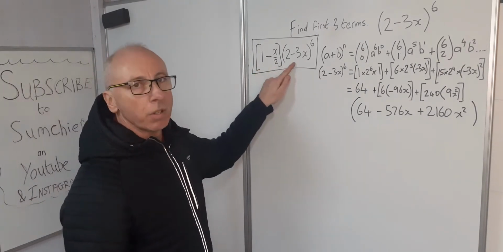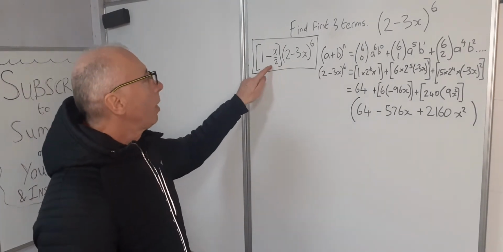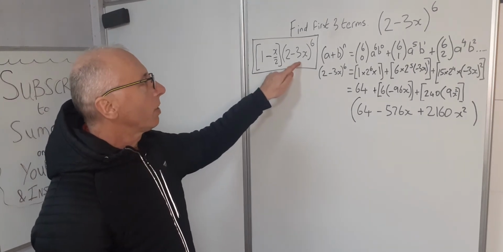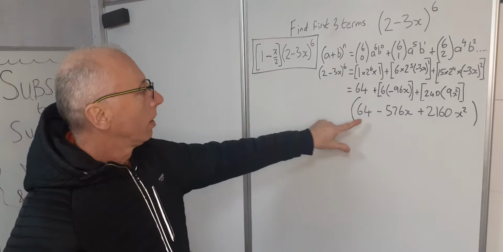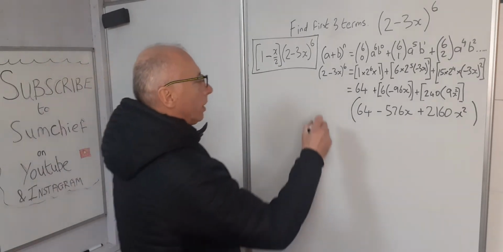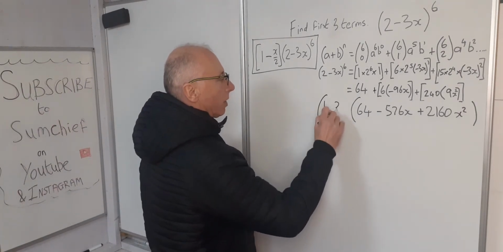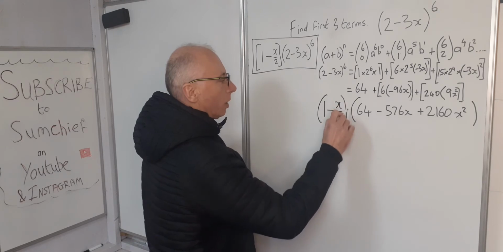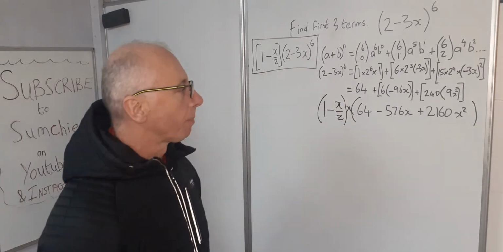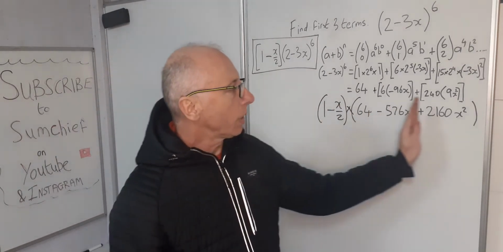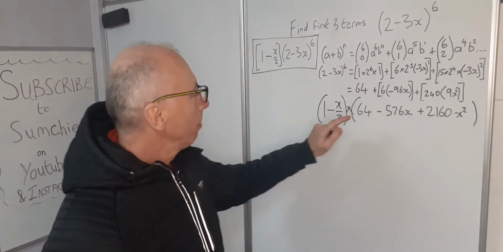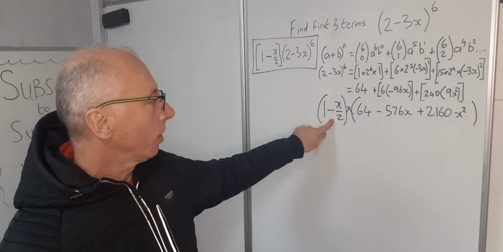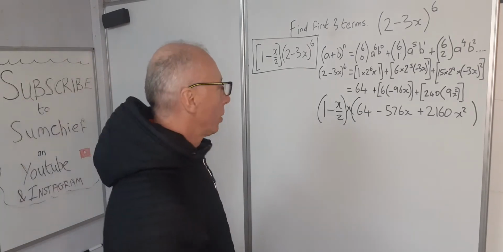This video, all we're interested in is this: (1 - x/2)(2 - 3x)^6, first three terms. All we're going to do is multiply this by this. So if I just write here 1 - x/2 times this. Now what we're going to do is FOIL this out. If we take each one of these terms one at a time and multiply it by 1 - x/2, that will give us our solution.